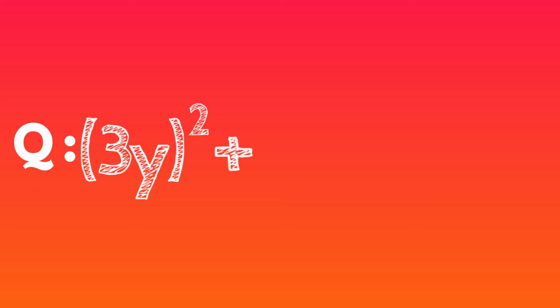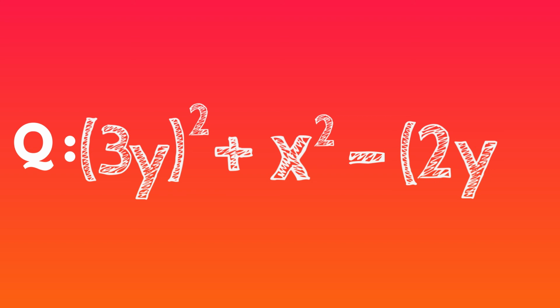Now we move on to number 5. Number 5 says, open bracket, 3y, close bracket, squared, plus x squared, take away, open bracket, 2y, close bracket, squared. Now, I'll read it again. Open bracket, 3y, close bracket, squared, plus x squared, take away, open bracket, 2y, close bracket, squared.